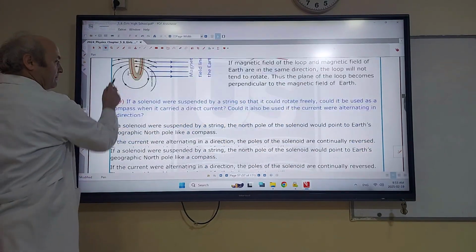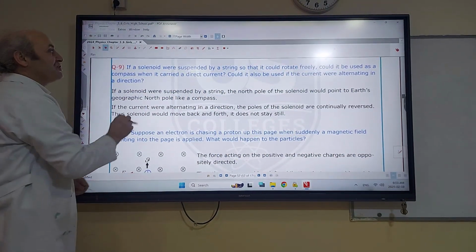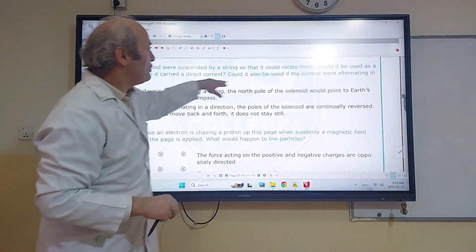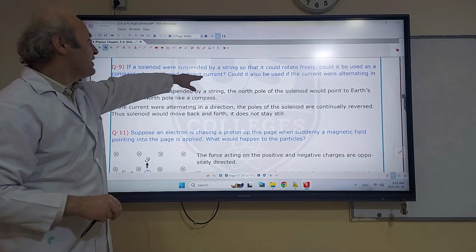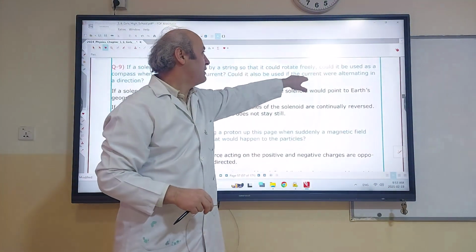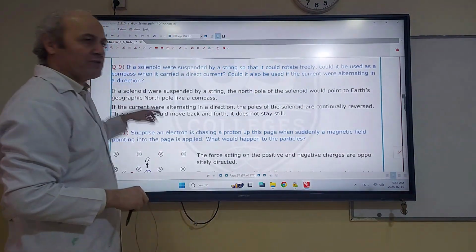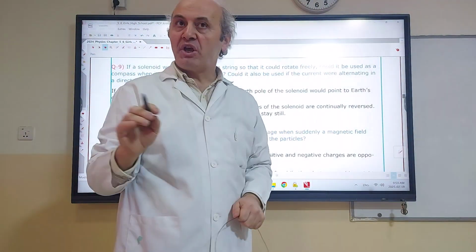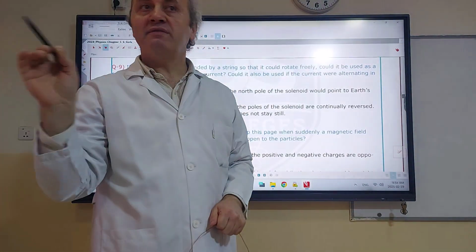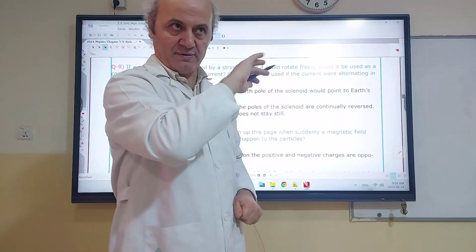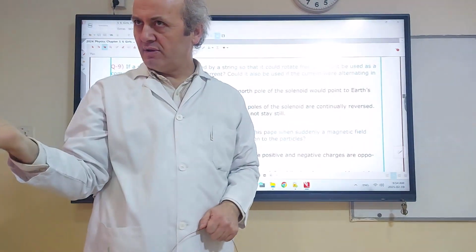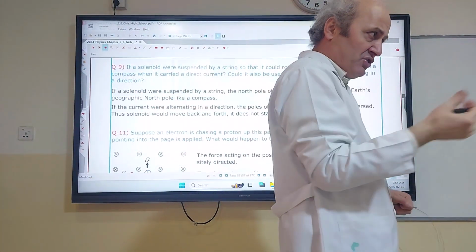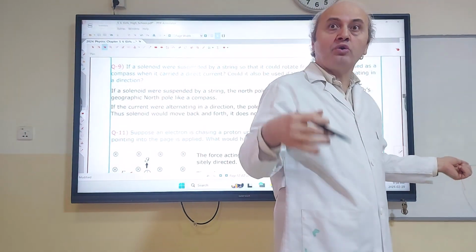Okay, next. If a solenoid were suspended by a string so that it could rotate freely, could it be used as a compass when it is given direct current? Could it be used if the current were alternating in direction? Okay, if you want to use a device as a compass, it must have a fixed N pole and fixed S pole. Yani poles shouldn't shift. Compass needle has a fixed N pole. One side is N, other side is S. Is it changing? No, normally not, if you don't do anything different.